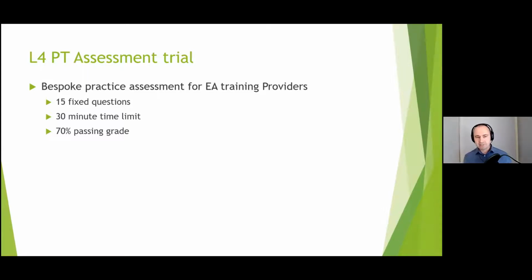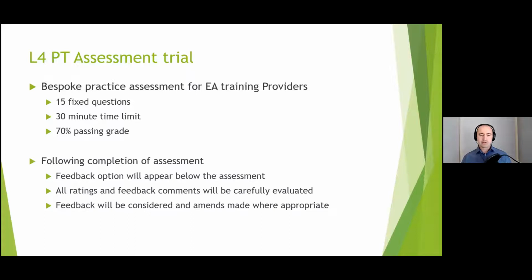And there's a 70% passing grade. Now, whether you pass or not is less of the issue for us at this early stage of development. What's more important for us is that when you finish doing the test and you've had a little trial of what it's like, you have the opportunity to complete some feedback for us. Once the test is finished, a feedback option will appear on the screen, and it invites you to rate 4 different questions based on the assessment and to provide us with comments and feedback on that.